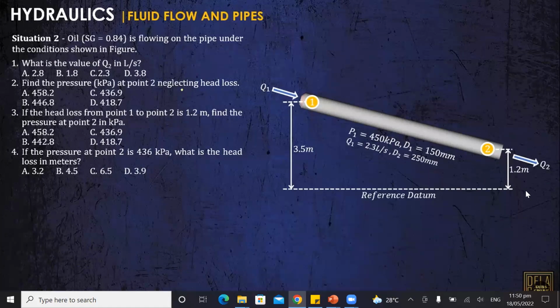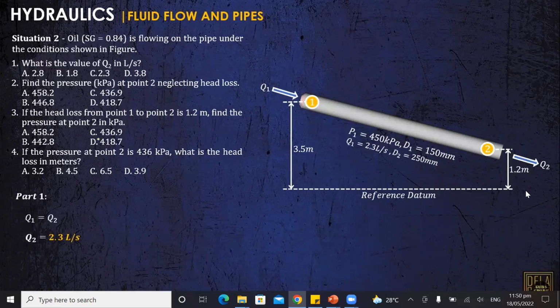Okay. Step by step tayo. Take note, for the continuity equation, isang liquid lang yung pumasok dito, and of course, yung lalabas is the same liquid lang. So we can just equate this one. Q1 is equal to Q2. Therefore, Q2 is 2.3 liters per second. That is very easy, no? Sometimes, tayo yung nagpapa-complicate sa problem.